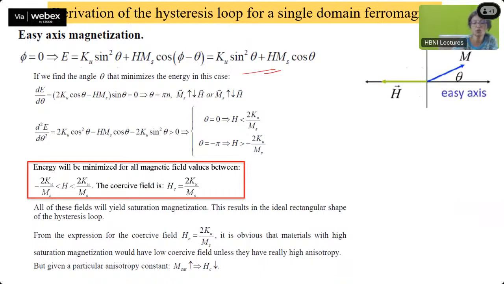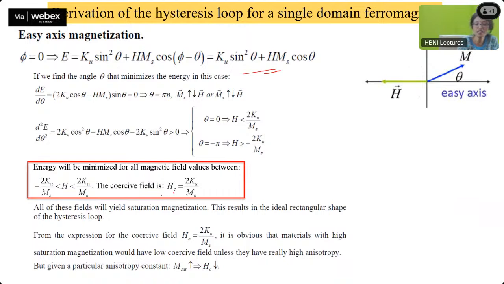Now it is going to become HMs cos theta. Again, in the same way, we have to find the angle at which you will have the minimum energy. So you do the derivative, and you find that in this case the magnetization value and the applied field have to be anti-parallel to each other. When you do a double derivative, the H value has to be either less than 2 Ku by Ms or more than minus 2 Ku by Ms. So energy will be minimized for all magnetic field values between these two, as you can see over here, between minus 2 Ku by Ms and 2 Ku by Ms.